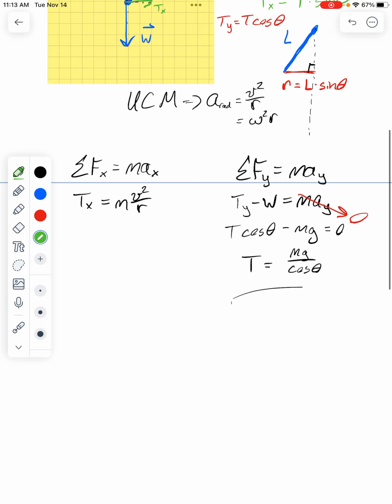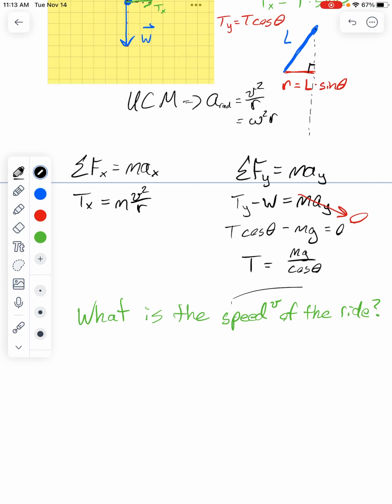I now am going to ask another question. What is the speed of the ride? Right, so I'm looking for v here. Well, we've actually gotten most of the way there now, because we know that the speed is going to be in this x equation. And so we can just rewrite the x equation down here. Tx is T sine theta, equals m v squared over r. And we'll put some things in here.